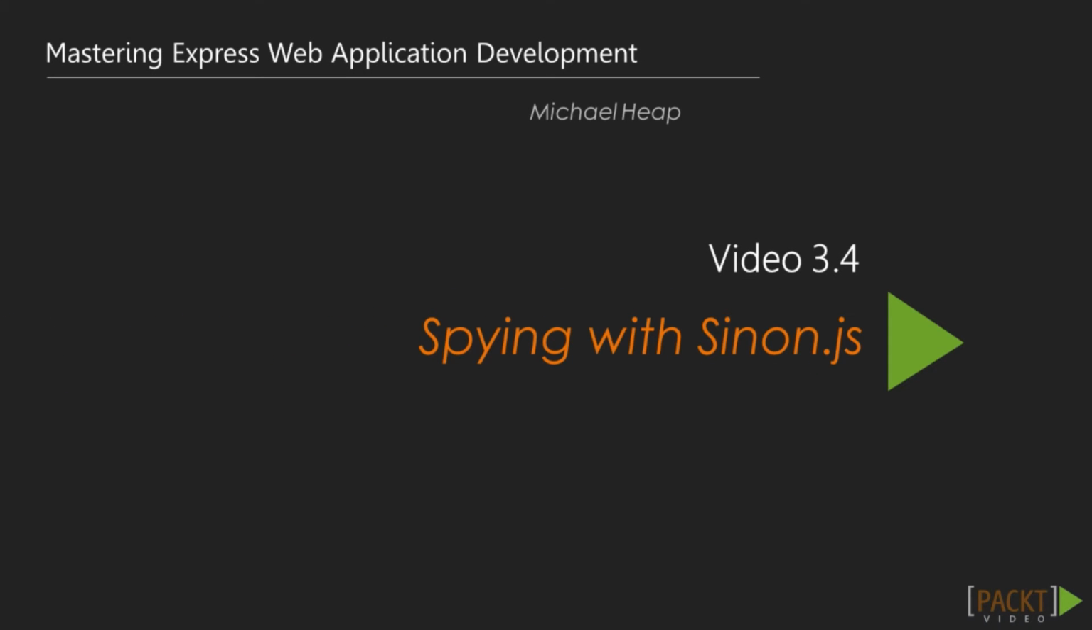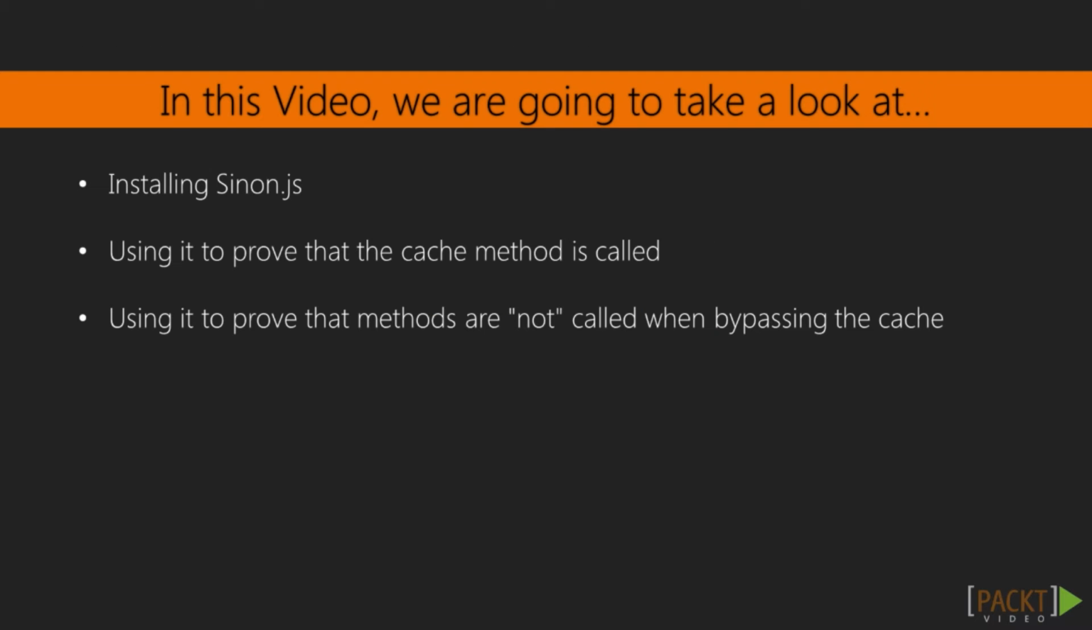Welcome back to the final part of Section 3, Proving It Works. Previously, we installed our testing framework, mocked some functions, and written tests to prove that things work as expected. In this video, we're going to be taking a look at Sinon.js, a tool for spying, stubbing, and mocking methods.